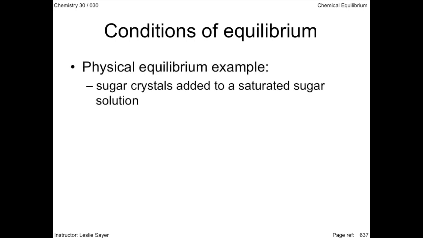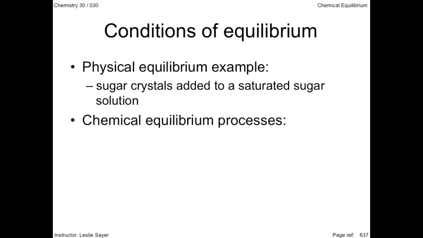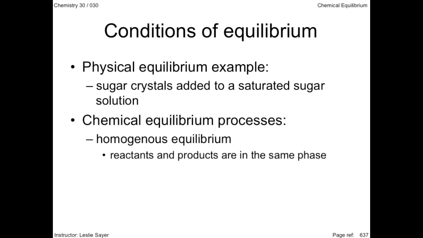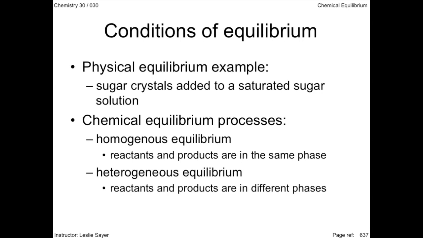Both physical and chemical changes can reach equilibrium. A physical equilibrium example would be sugar crystals added to a saturated sugar solution. In this physical equilibrium system, the added sugar dissolves in the solution, and since the solution is saturated, dissolved sugar crystallizes. In your introduction to solution chemistry in Chemistry 20, you already learned this type of equilibrium. There are two types of chemical equilibrium processes. The first is homogeneous equilibrium, where reactants and products are in the same phase. This is the type of process we will focus on in this unit. And heterogeneous equilibrium, where reactants and products are in different phases.